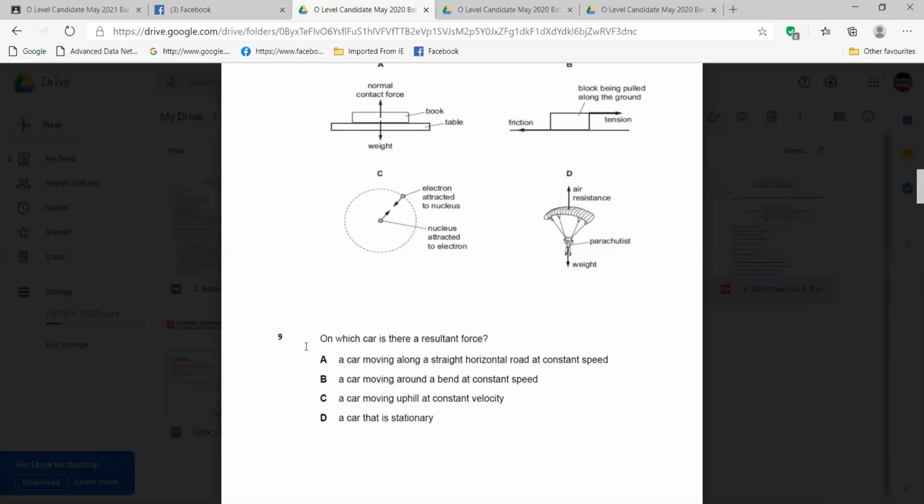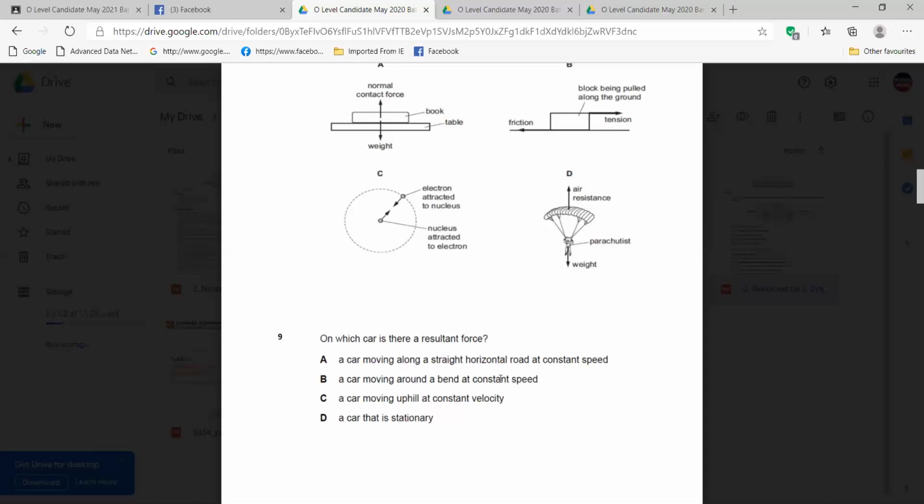There is resultant force. What about A? Sir, it's written constant speed, so there is no acceleration on a horizontal road. That's why we cannot accept it. But there is a bend, right? Here it is also constant speed, but it's a bend, right? So there is circular motion. In circular motion, there will be a resultant force towards the center of the circle, even if it's moving with constant speed.